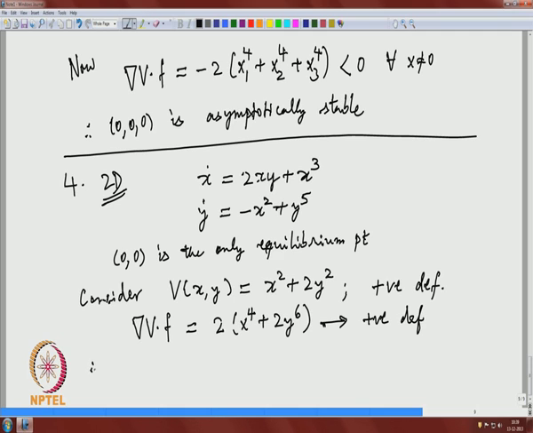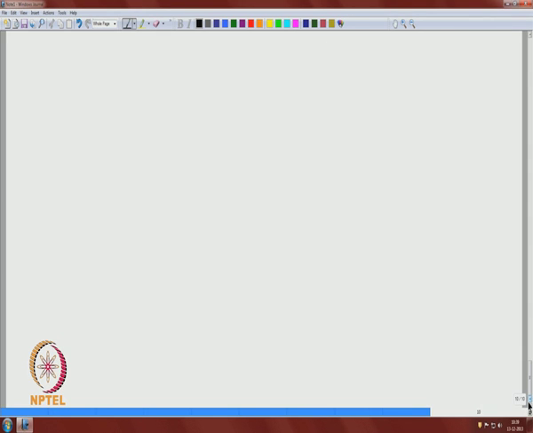And therefore, by the Lyapunov instability theorem, (0,0) is unstable. Okay. So, we also have some instability examples. So, the next one is again a 2D system. So, this is the fifth example, a 2D system.